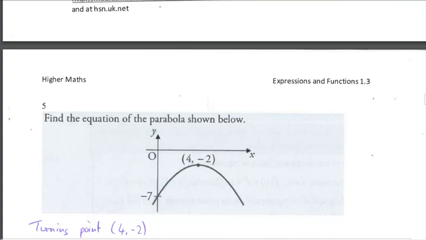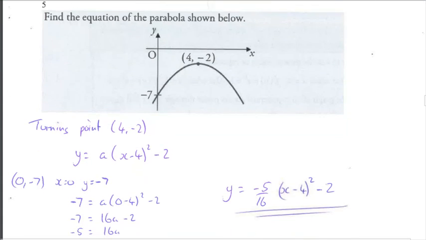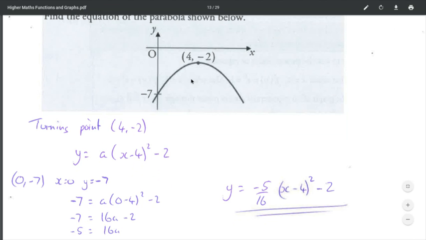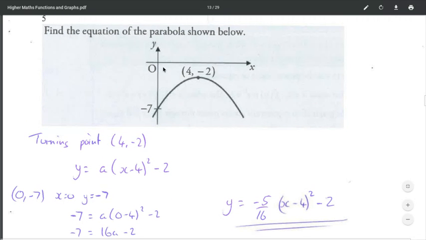Okay, so we've got a second example like that. Question number 5: find the equation of the parabola shown below. So we know there is a maximum turning point at (4, -2). If we think about y equals x squared, which is a positive parabola going through (0, 0), then how would we transform that graph to make it look like the one we're given here? We would have to move it along 4, down 2.